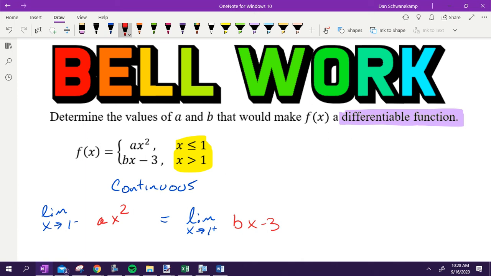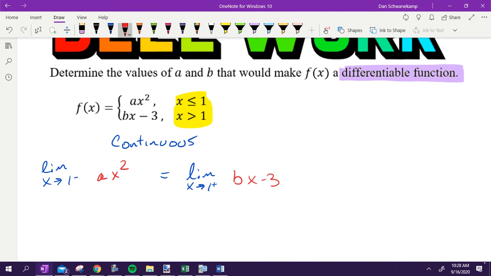How do I find the limit of functions? Plug in. I'm plugging 1 in for x. So if I plug in 1 for x here, it's just going to get me a. And if I plug in 1 over here, I get b minus 3. I can't solve that problem right now. Okay, I've got two different letters. I've got a and I've got b, so I can't really do anything with that yet. I need some other equation to help me solve it because I've got two variables with one equation.